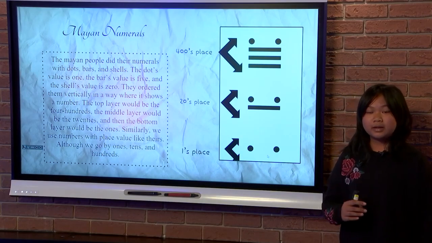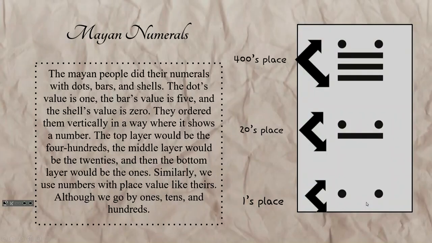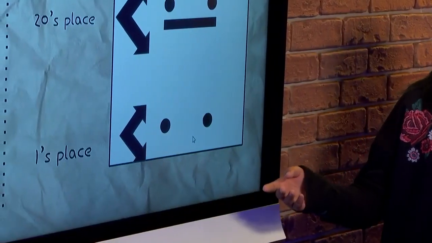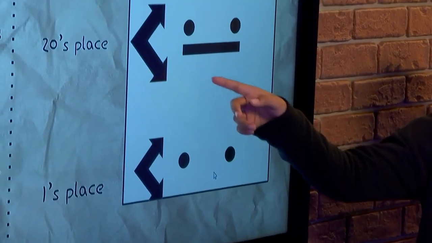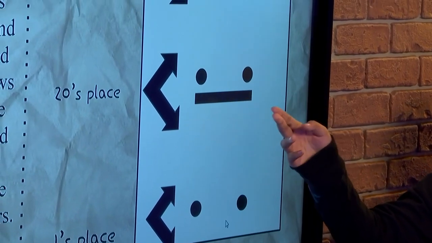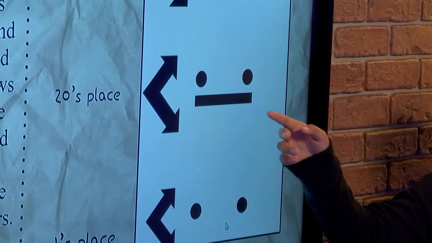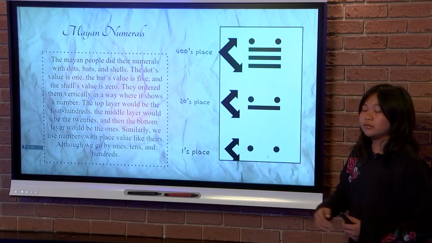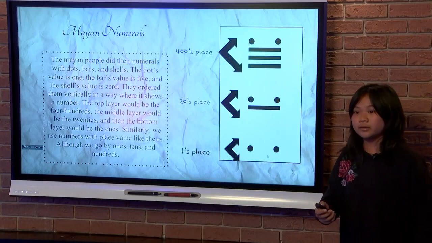They purposely ordered it so that each layer would have some sort of different value. So, for example, for the ones place, you would have two dots, so that would equal the number 2. And whenever it says 20s place, it means each one would be worth 20. For example, 5 plus 2 equals 7, so you would do 7 times 20 to equal 140.